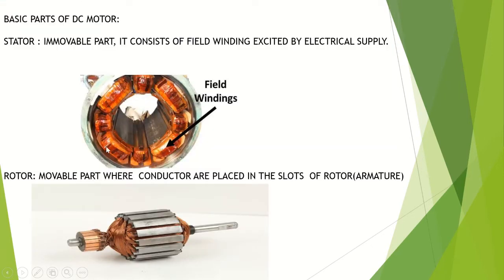So this is the stator construction, and this is the rotor construction. The stator consists of pole shoes. The rotor consists of conductors placed in an armature, which means slots are there where you can put the conductors, and the commutator is there.